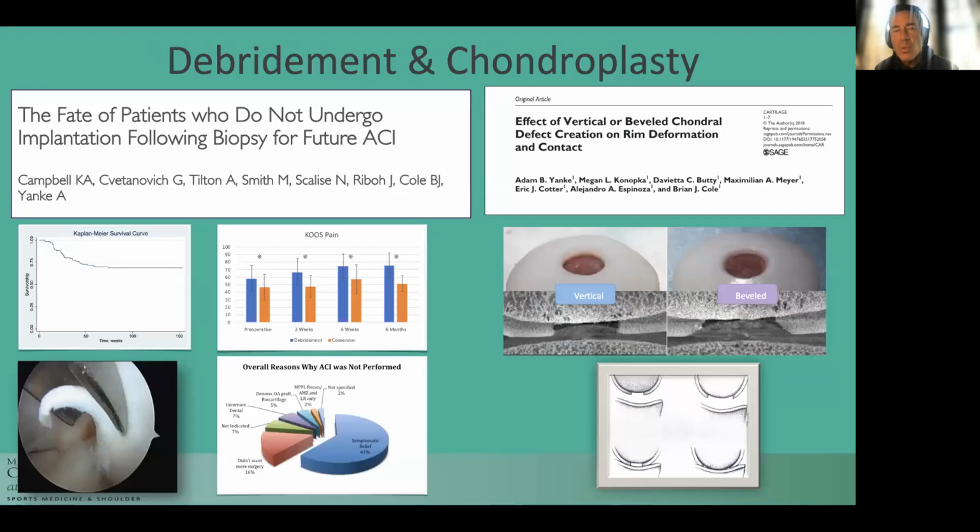We know from our work in looking at the fate of patients who do not undergo ACI following initial biopsy that about 40+% of them actually get symptom relief following initial debridement. We think that establishing vertical walls may lead to improved load sharing between the abnormal and normal articular cartilage, rendering the defect less symptomatic.